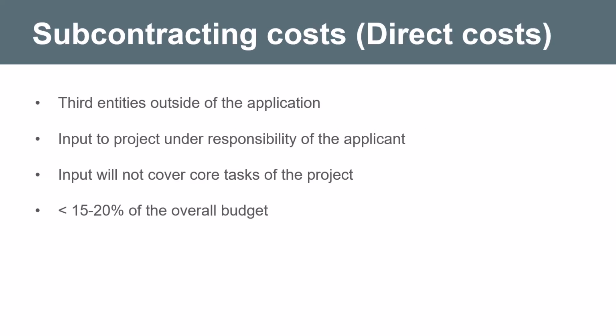Subcontracting costs are related to third entities not legally bound with the proposal. In that capacity, the subcontractor's inputs are under the responsibility of those contracting and ultimately of the proposal's applicant. It is crucial then to correctly define the responsibilities and deliverables, as they may not cover core tasks of the project. Once more, this reflects the ultimate responsibility of the applicants as the main actors in the project, particularly for single partner projects.